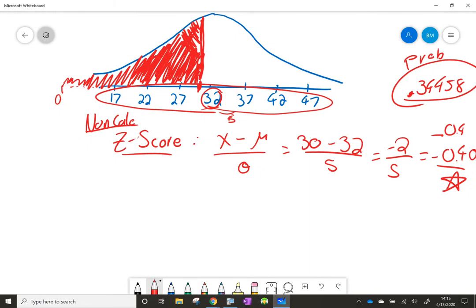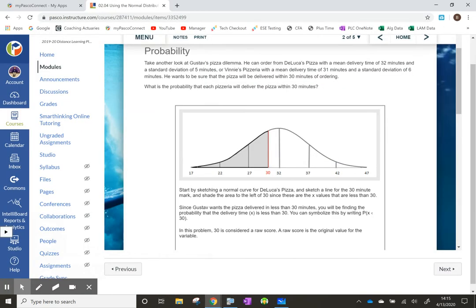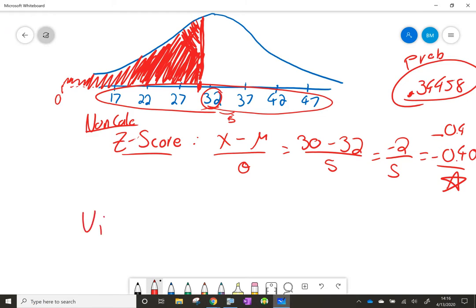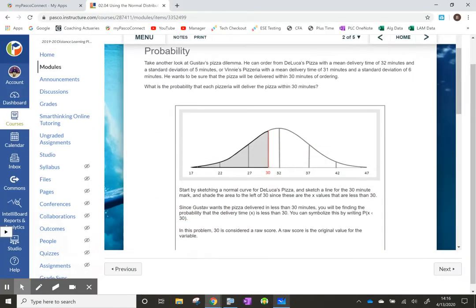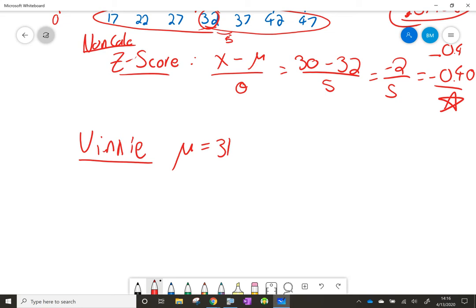Now we need a probability for the other company. So the other company was Vinny's Pizzeria. Vinny's mean was 31 minutes and standard deviation of 6 minutes. So mean was 31, standard deviation is 6.